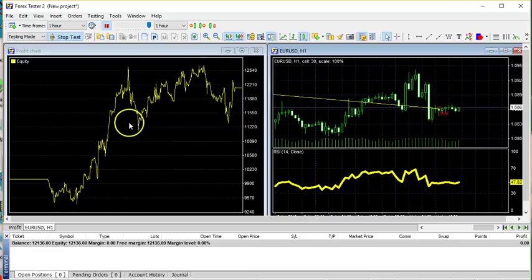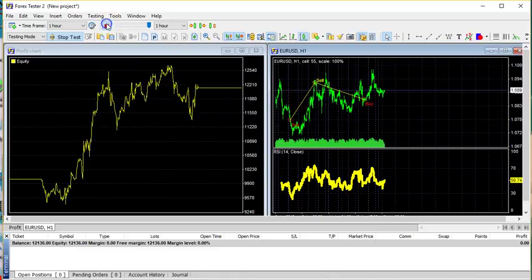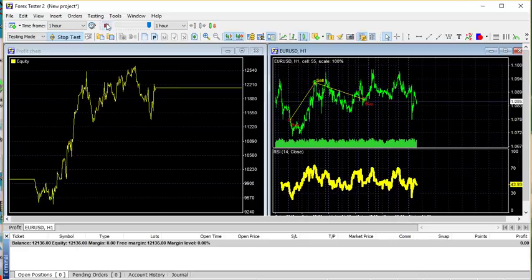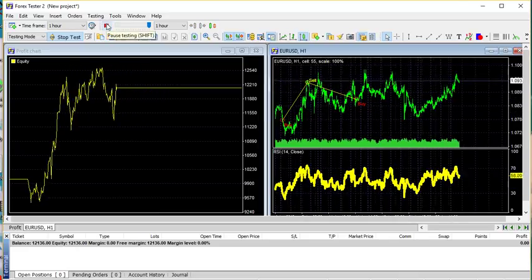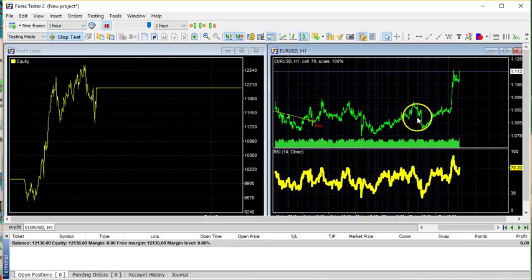Right now, I want to look and see what way the market is trending. Well, it's not trending right now, so I'm going to let it run. I want to find a trend on the hourly time frame. Right now, it's not trending. There we go. Okay, now we're in a trending market.